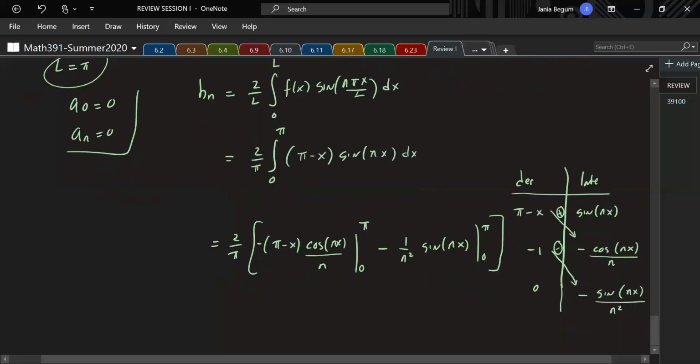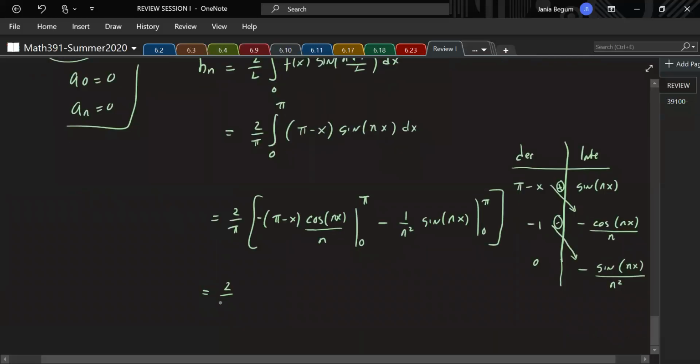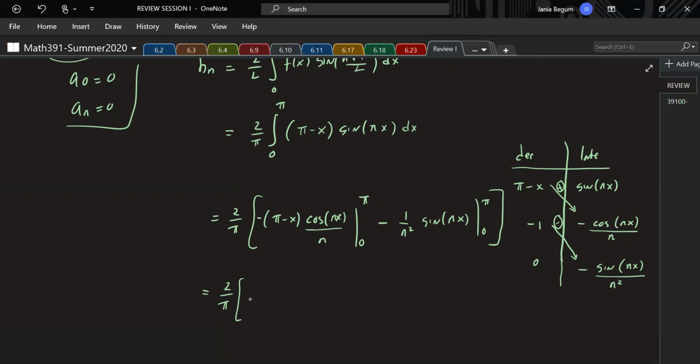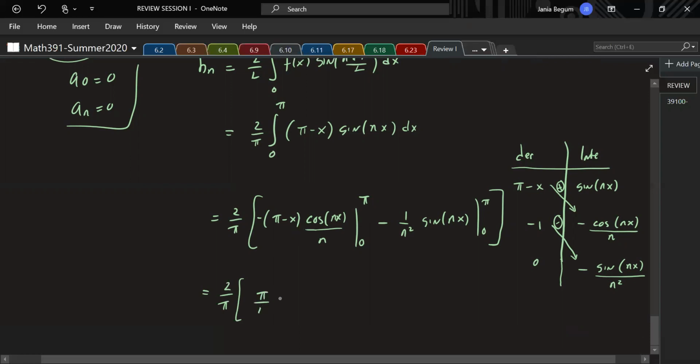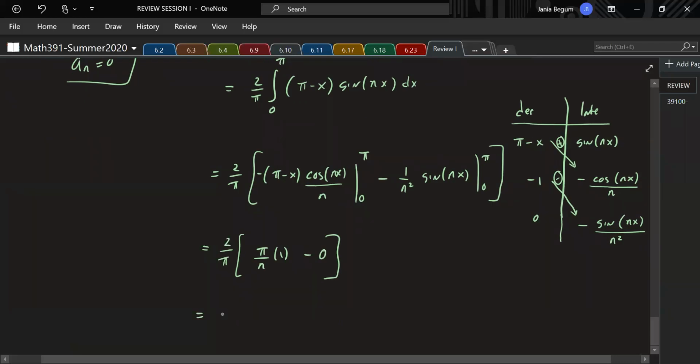And now let's plug in the upper limit for the first term. So we have 2 over pi in the front. If I plug in pi, it'll go to 0, right? Because pi minus pi is 0. If you plug in the bottom limit, you have minus minus, so that's plus pi over n, and then cosine of 0 is 1. Minus, now if I plug in pi for the second term, sine will go to 0. If I plug in the bottom limit, that will also be 0. Oh, how nice. Okay, now if I just clean this up, this is nothing other than 2 over n, because the pi's will cancel out. So Bn is 2 over n.